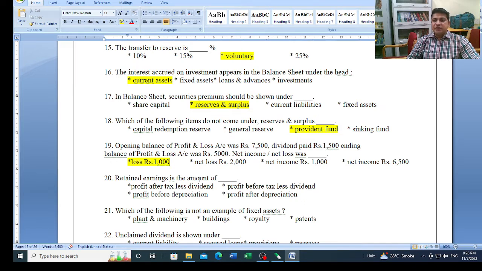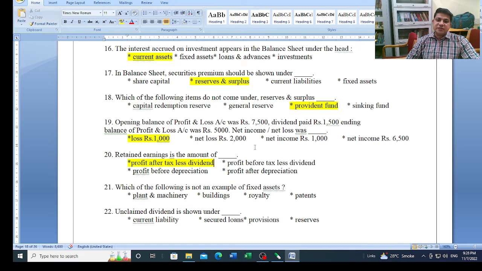Retained earnings is the amount of profit after tax less dividend. Which of the following is not an example of fixed assets? Here royalty is not an example of a fixed asset. Unclaimed dividend is shown under current liabilities.